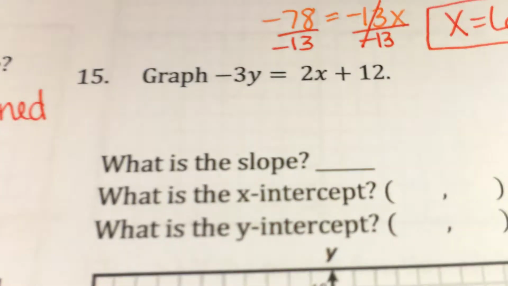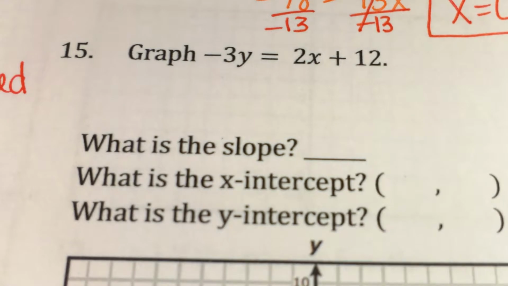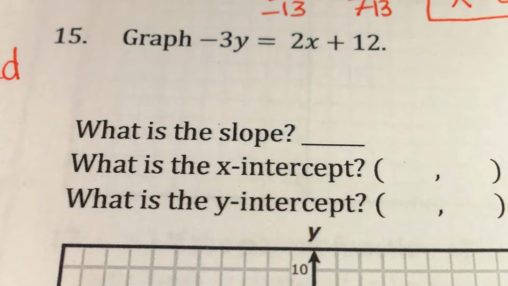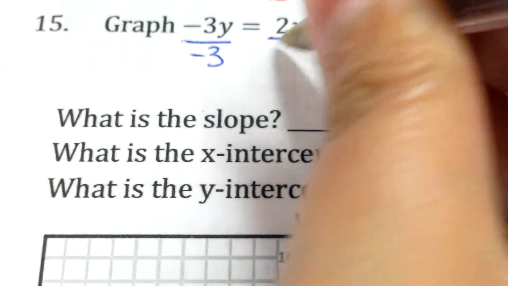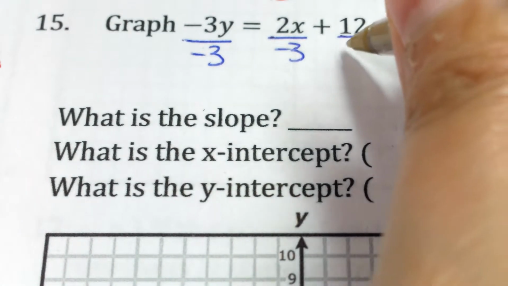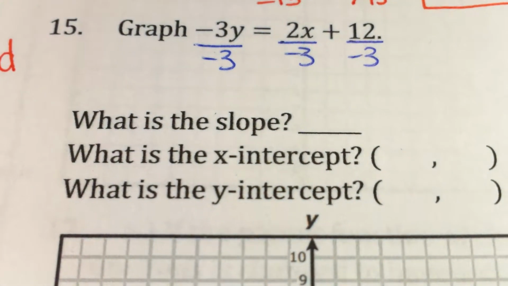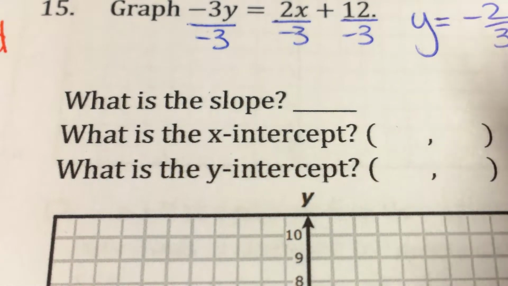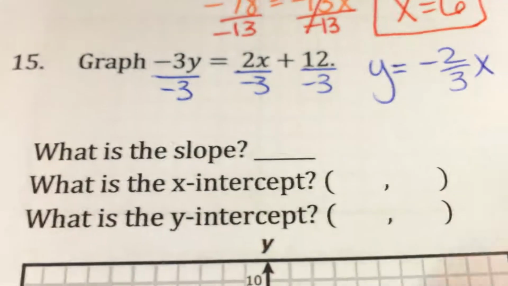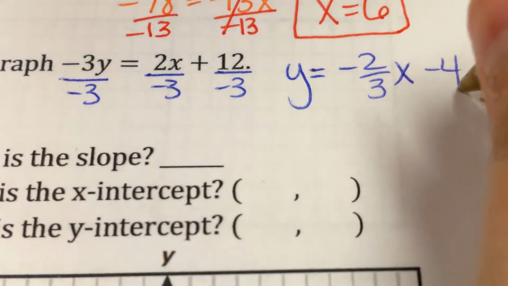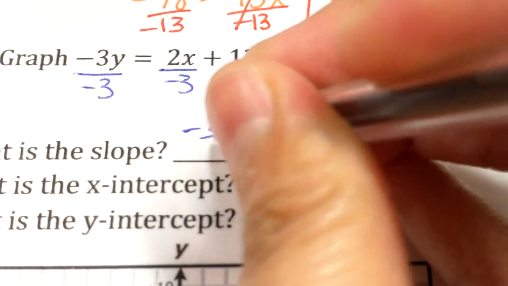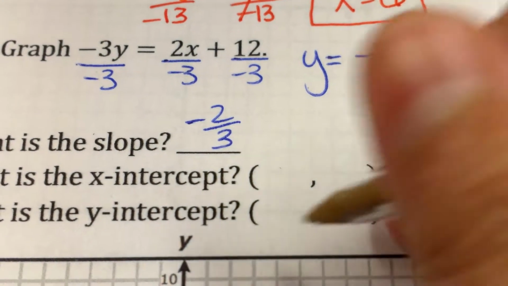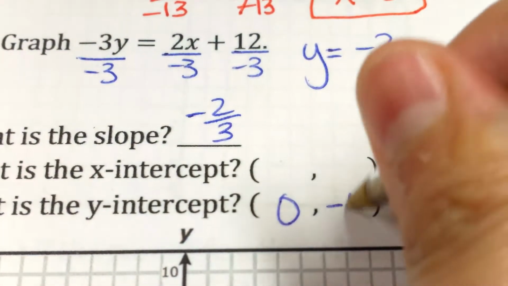Okay, let's go ahead and graph another one. Okay, graph -3y equals 2x plus 12. Once again, we want y by itself, so we need to get rid of this -3 by dividing everything by -3. Don't forget to divide this one by -3 as well. So then now I have y equals -2/3 x. 12 divided by -3 is -4. What's my slope? My slope is -2/3. What's my y-intercept? My y-intercept is 0, -4.